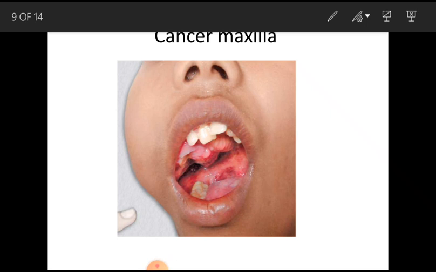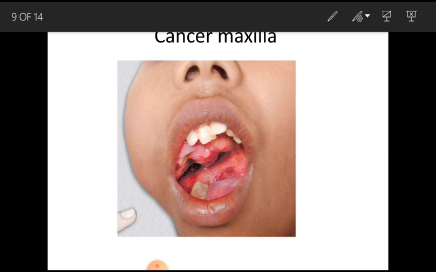Spread may be direct spread to the surrounding structures, or lymphatic spread to the upper and deep cervical lymph nodes. Blood spread is rare. What are the complications of the cancer maxilla? Cosmetic disfigurement, distant metastasis, and encroachment to the surrounding structures. What is the presentation of the cancer maxilla?